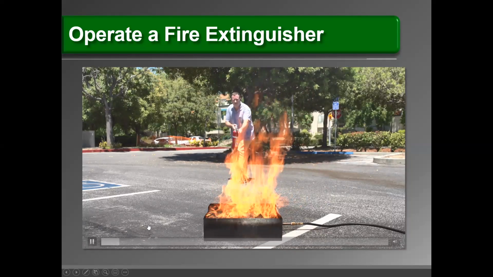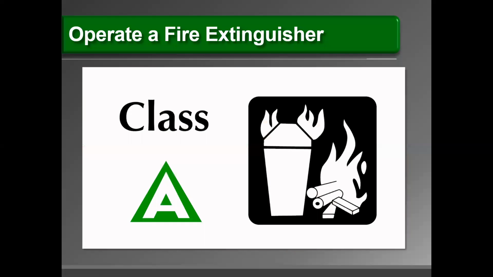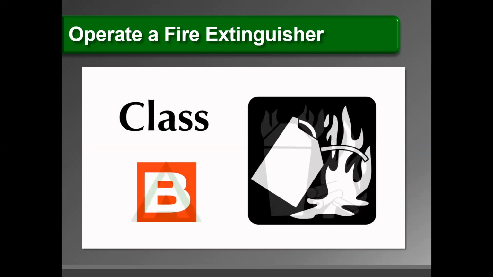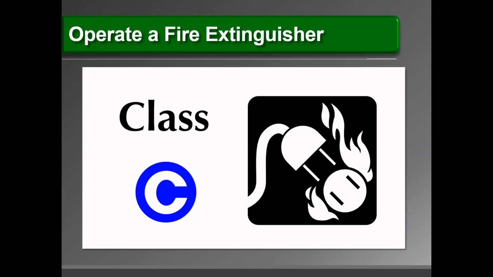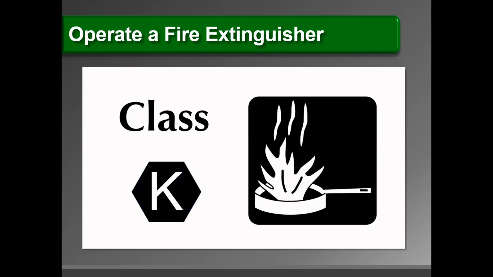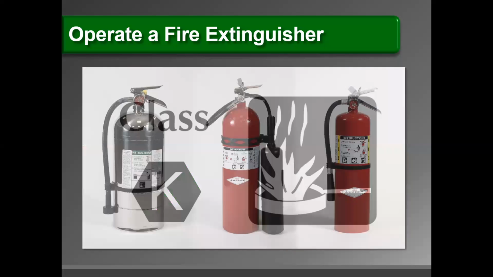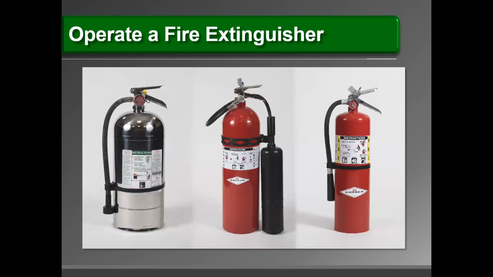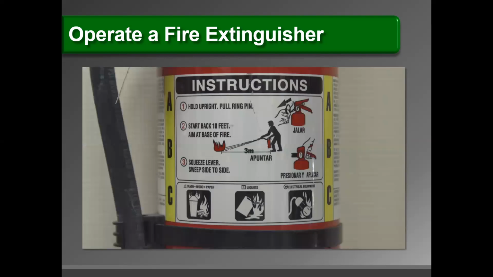There are 4 common classes of fire. Class A, ordinary combustibles: wood, paper, dry vegetation. Class B, flammable liquids: oils, gasoline, solvents. Class C, energized electrical equipment: motors, transformers, appliances. Class K, commercial cooking: deep fryer, animal and vegetable oils. Portable fire extinguishers are labeled according to the class of fire they can put out. Check the label and become familiar with the type of portable fire extinguishers in your home and workplace.